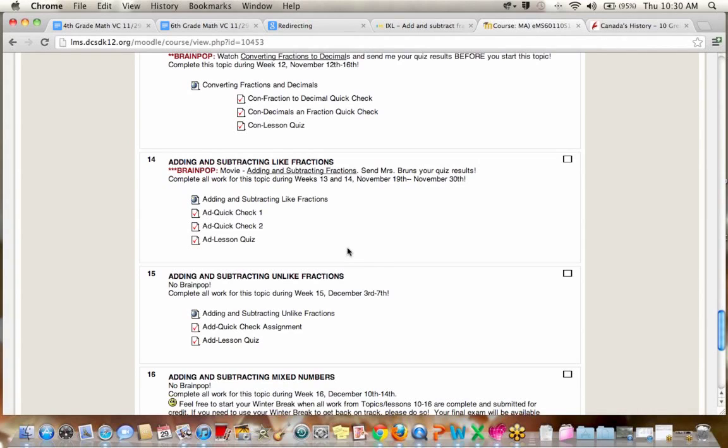I'll let you practice it first. But I mean, it's pretty simple. To add and subtract unlike fractions, you're just going to find a common denominator so that the bottom numbers of your fractions are the same, and then you'll be able to add them up, no problem. So we will practice that a little bit more next week, and then we will also maybe look at some adding and subtracting mixed numbers.